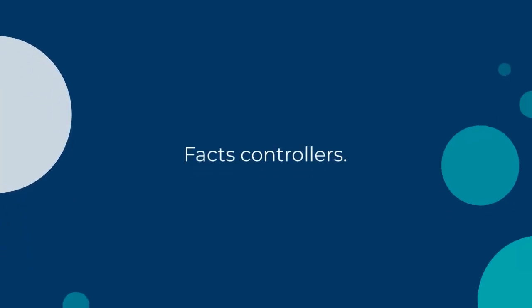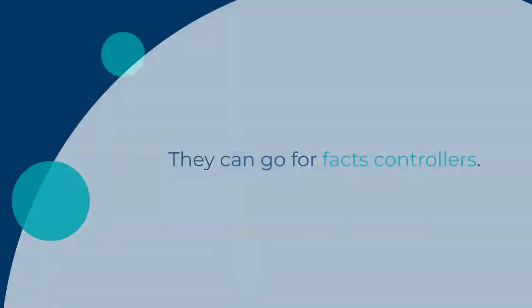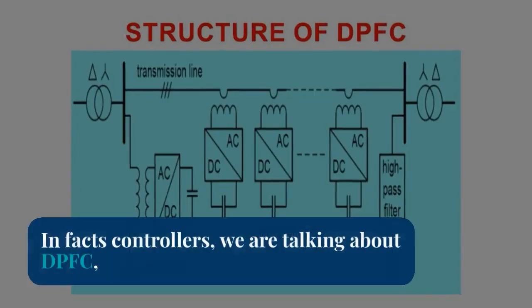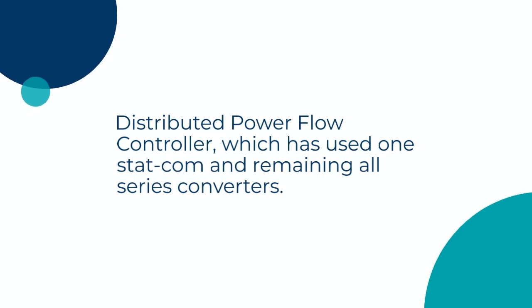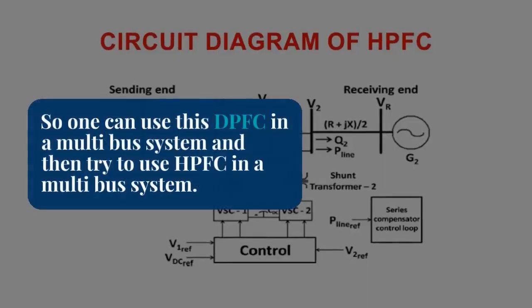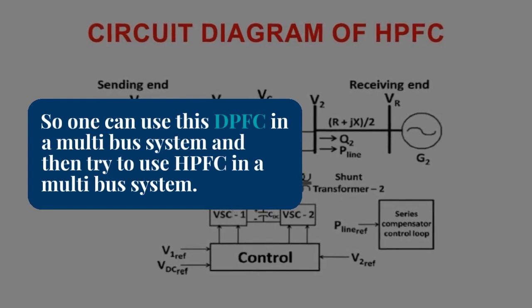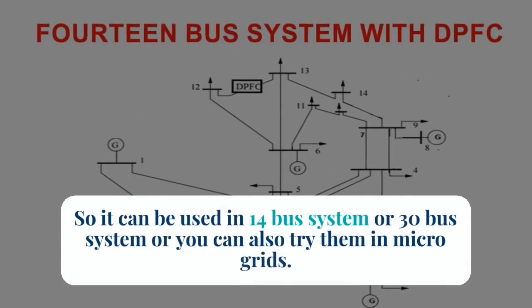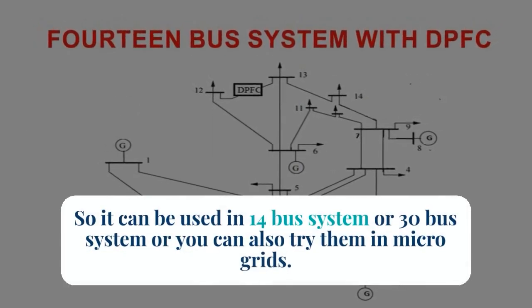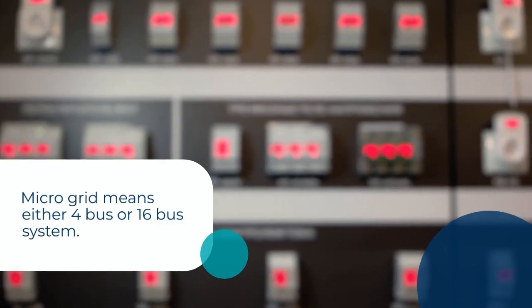FACTS controllers. Somebody who is trying to do a combination of power electronics and power systems can go for FACTS controllers. Here we are talking about DPFC, distributed power flow controller, which has one STATCOM and the remaining all series converters. One can use this DPFC in a multi-bus system and try, or HPFC, hybrid power flow controller, in a multi-bus system. So it can be used in a 14 bus system or 30 bus system, or you can also try them in microgrids. Microgrid means either a 4 bus or 16 bus system.